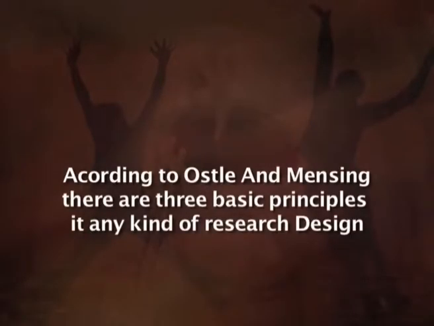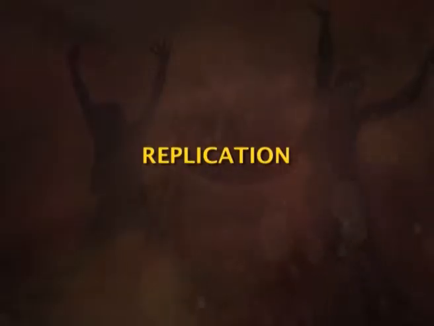According to Ossel and Mensing, there are three basic principles in any kind of research design. The first is replication. Replication involves repeating the same experiment using the same design but with different subjects and at a different point of time. What replication does is tell us whether an experiment is reliable, or whether, when the experiment is repeated a certain number of times with different subjects, the same results are obtained or not.